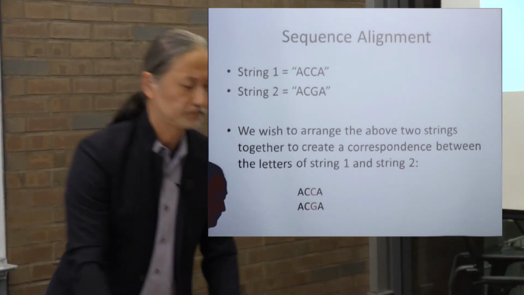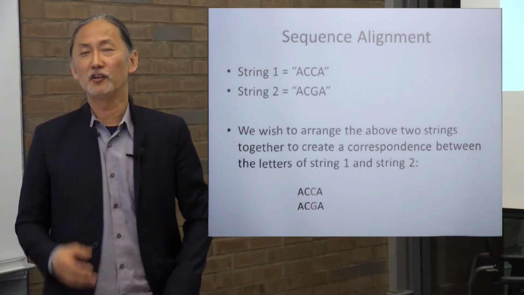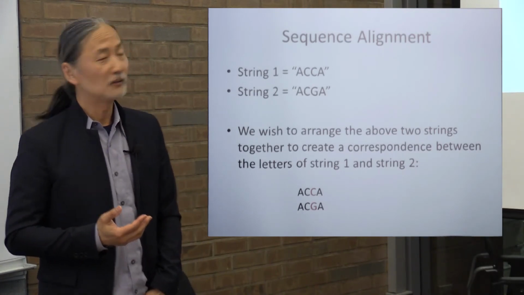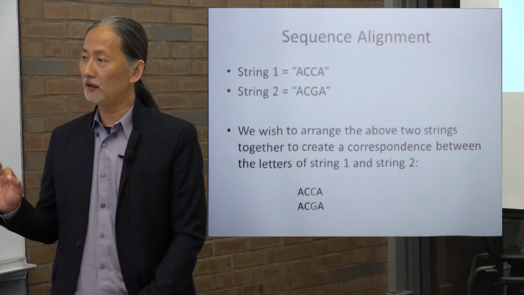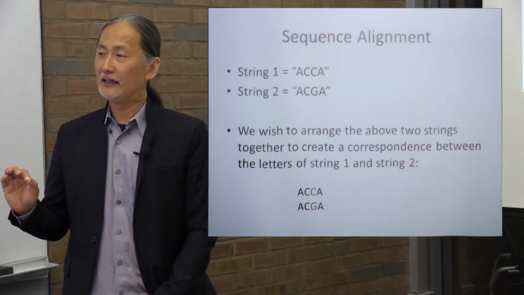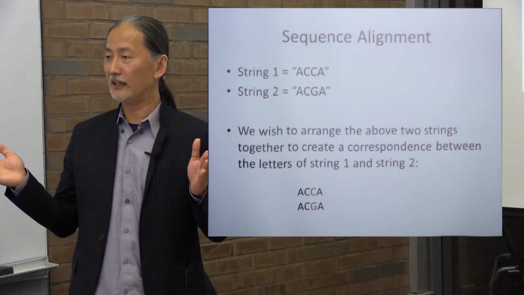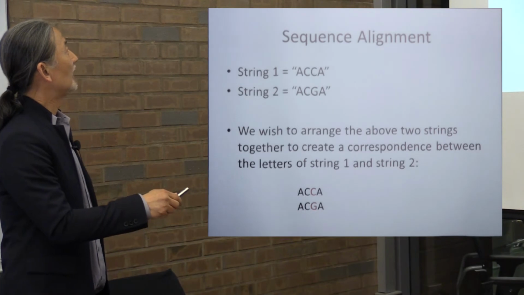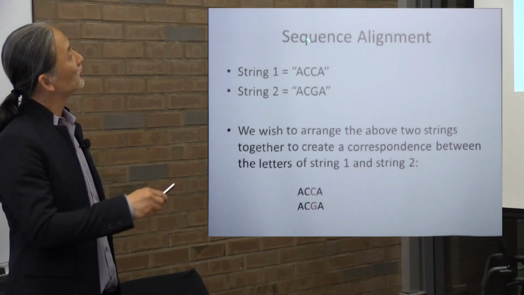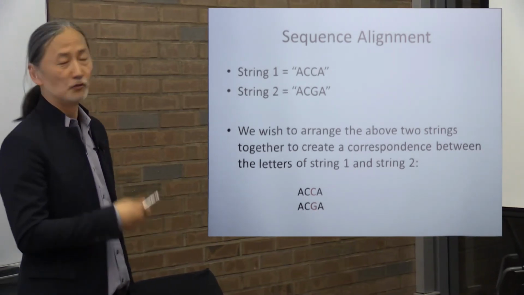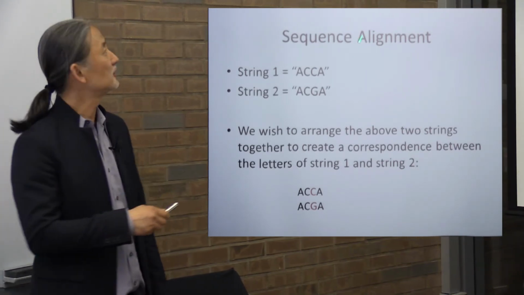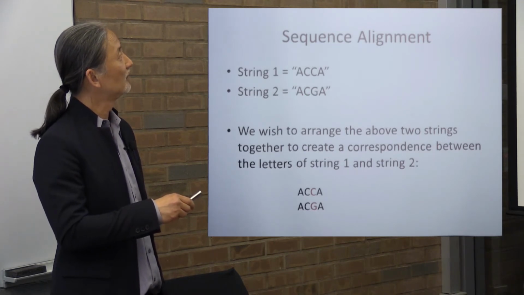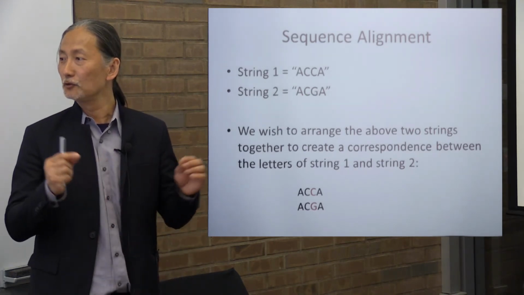So the next one is a much more involved exercise. And I'm going to try to describe now an algorithm for doing sequence alignment. And this is what Zhang already talked about, which is the whole idea that you have two different DNA strings, like, for example, ACCA and ACGA. And we want to arrange these two strings in relation to each other, such that we can say one letter corresponds to this letter. Okay, so we want to align the two strings to each other.